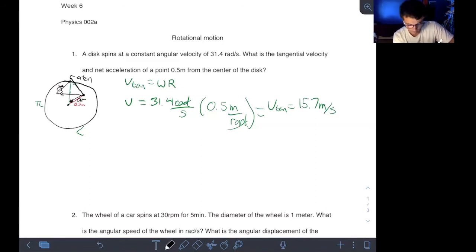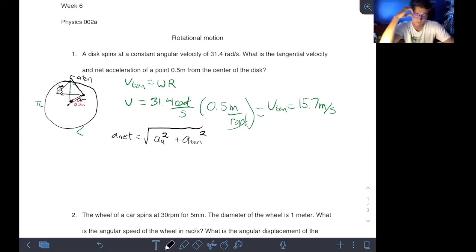So essentially, when we put it all down, the net acceleration equals the square root of the angular acceleration squared plus the tangential acceleration squared. Okay. So yeah, let's do this. Let's find these two accelerations. So how do we do that?